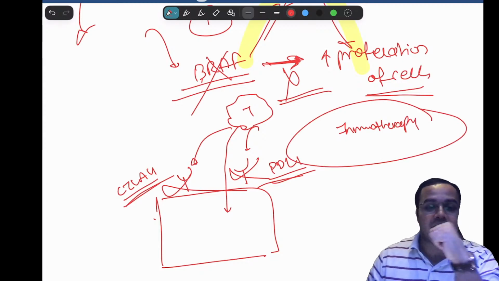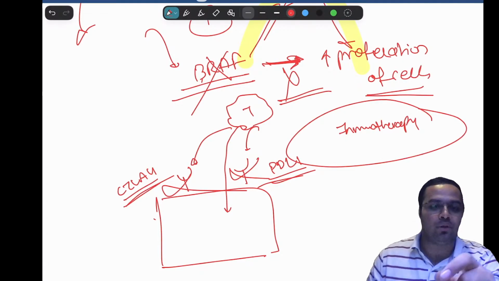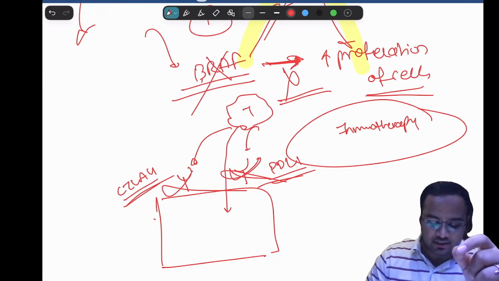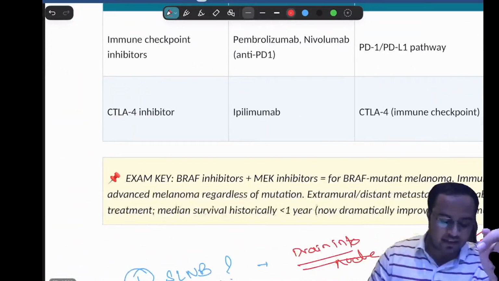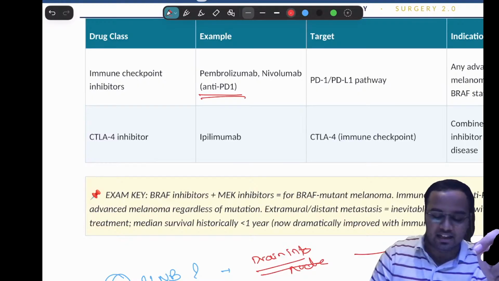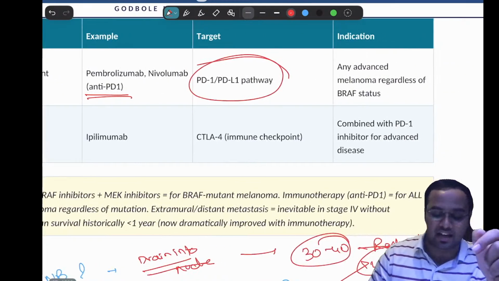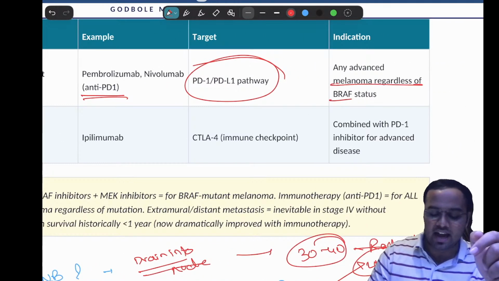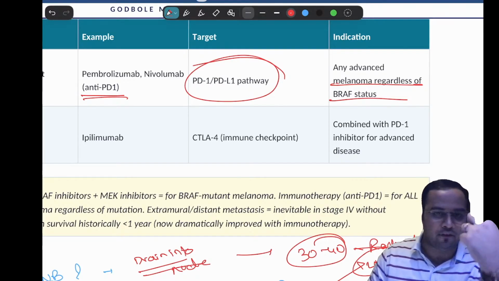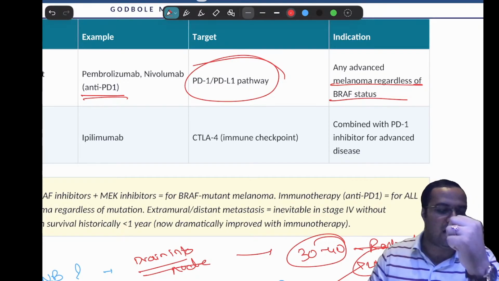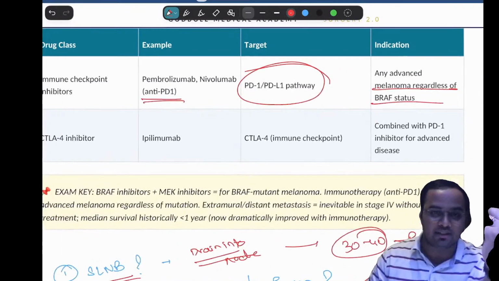So I hope immunotherapy is clear to you. And what is going to happen? Whenever you are going to block these molecules, these are nothing but immune checkpoint inhibitors. Anti-PDL is going to block the PDL1 pathway, and it can be given in advanced melanoma irrespective of the BRAF status. So in melanoma we checked for BRAF inhibitors, MEK inhibitors, and now something new upcoming is the immune checkpoint inhibitors.